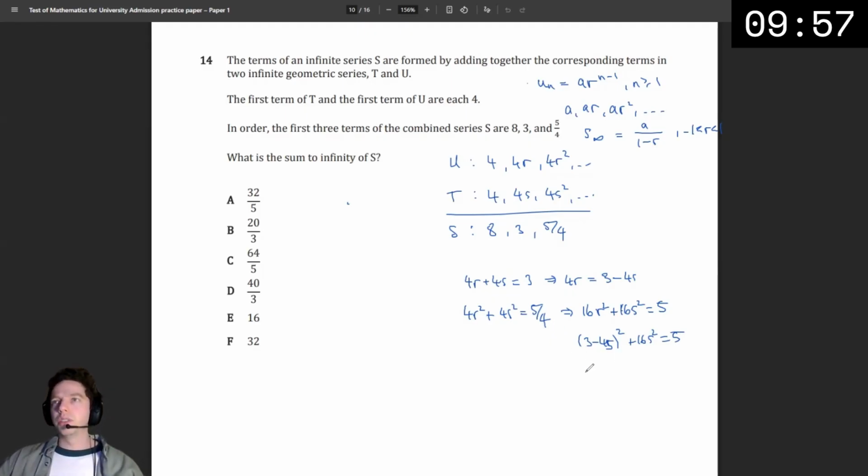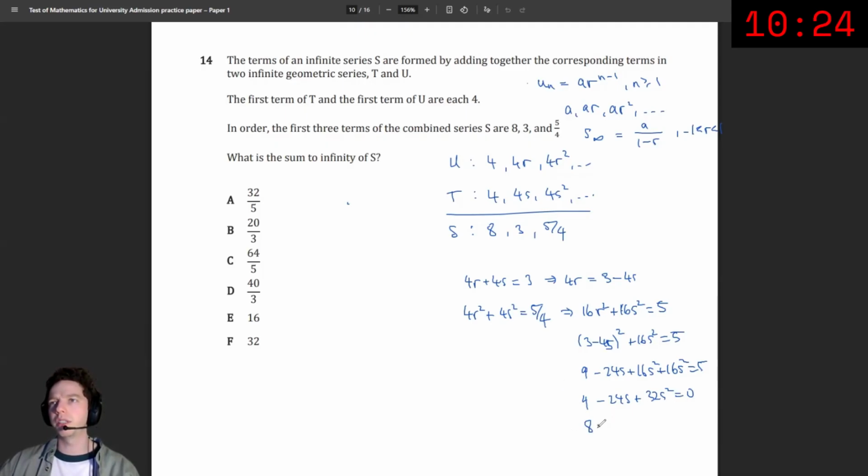Cool. All right, so we'll just expand that out and solve it. It's a quadratic. So 9 minus 24s plus 16s squared plus 16s squared equals 5. Take that to the other side. So we got 4 minus 24s plus 32s squared equals 0. Can divide that by 4. Swap around the terms a bit. So 8s squared minus 6s plus 1. Okay.